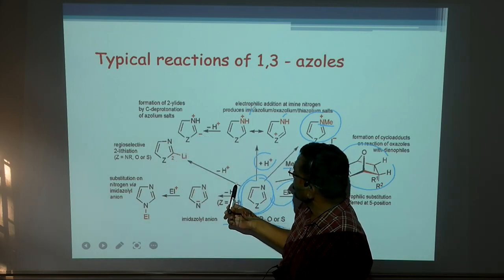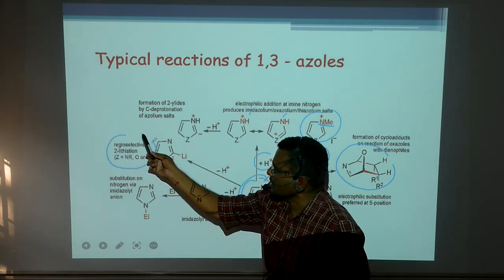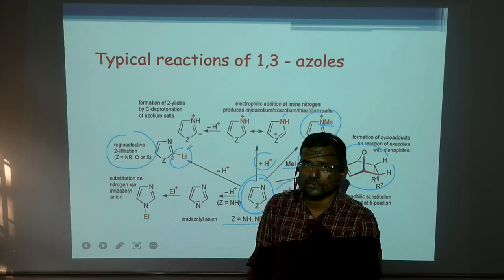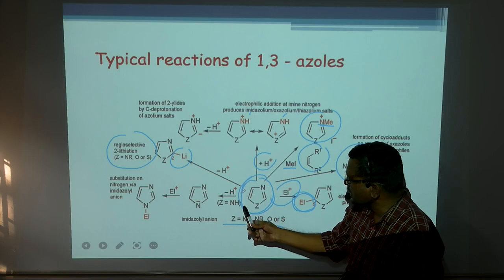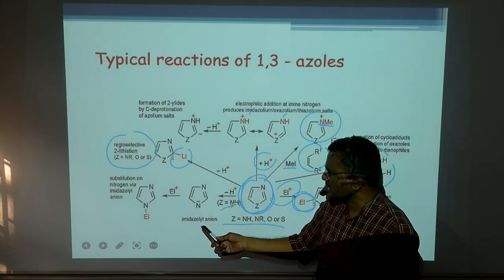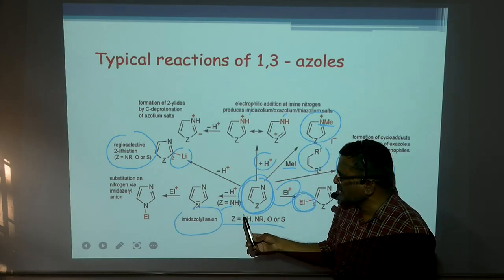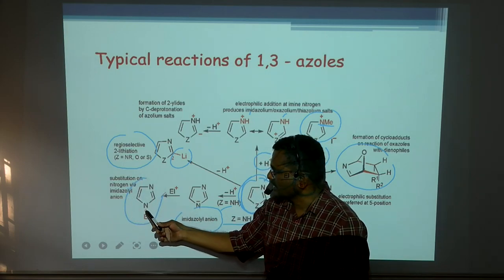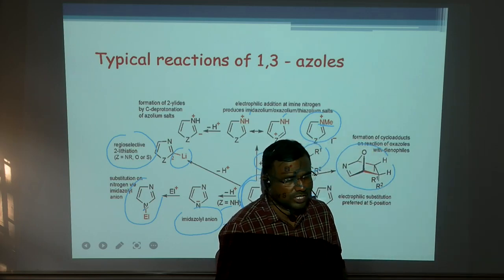After protonation, regioselective 2-lithiation takes place, meaning lithiation takes place at position number 2. And in the last reaction, when we treat this 1,3-azole with base, it withdraws this hydrogen and there is the formation of imidazolyl anion, and once this imidazolyl anion is formed, electrophilic substitution takes place at this position number 1. So these are the typical reactions of 1,3-azole.